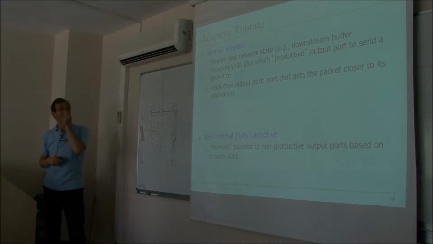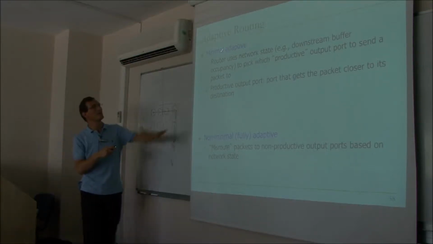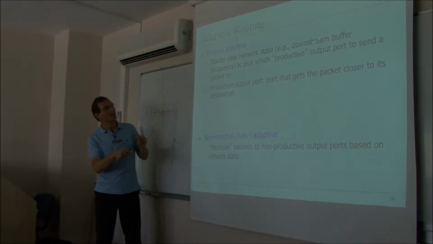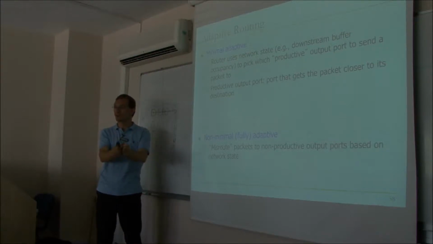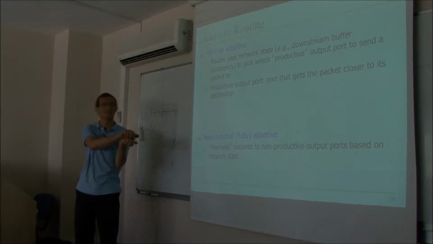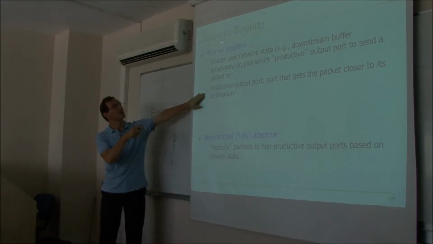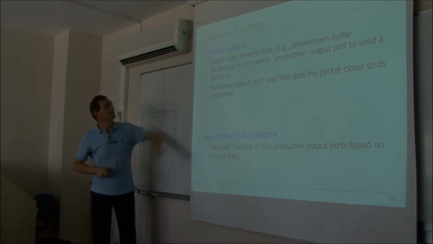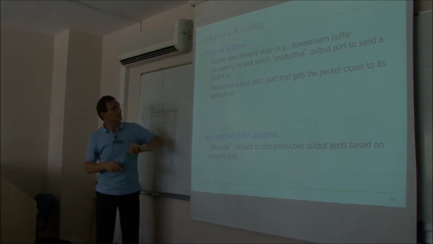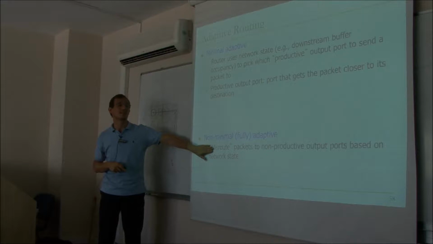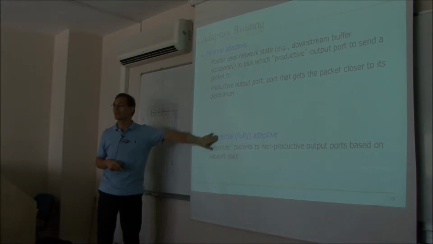Adaptive routing, this is the most complicated form of routing. It could be minimal adaptive, which uses the network state to pick which productive output port to send a packet to. Productive means the packet always makes progress to its destination. Non-productive means the packet gets away from its destination. And by definition, if you're minimal adaptive, you're always choosing a productive port, right? Otherwise, you're waiting. And non-minimal adaptive routing is where you can misroute packets to non-productive output ports. And deflection routing is one example of this.